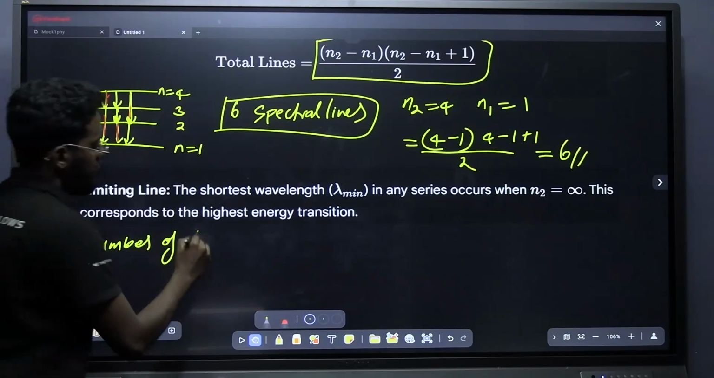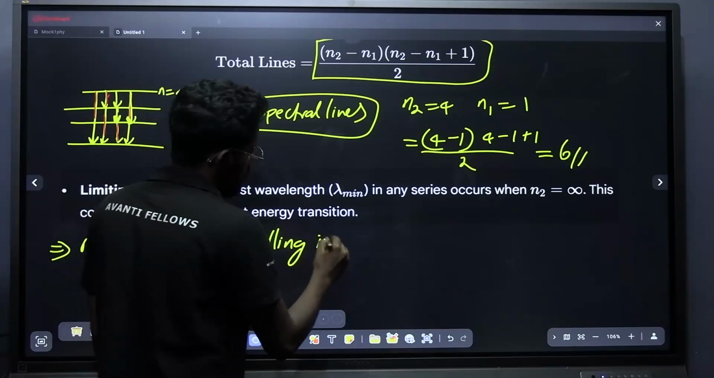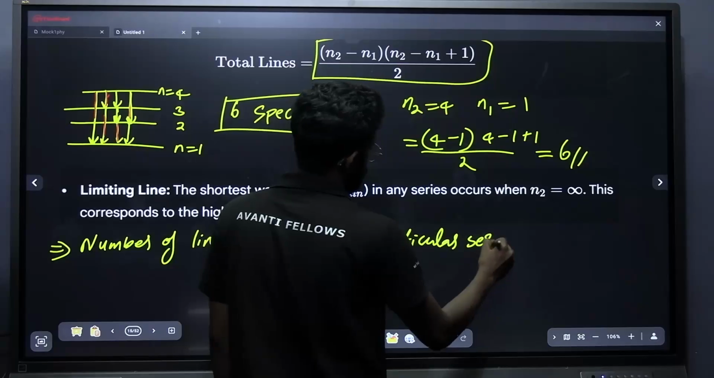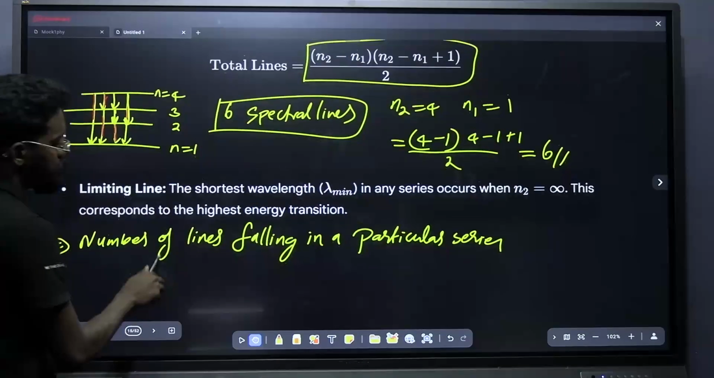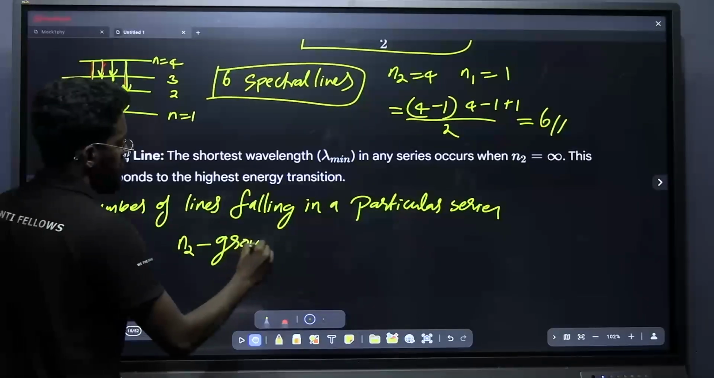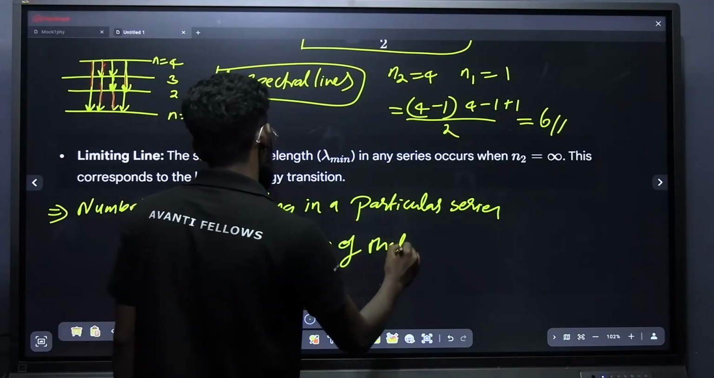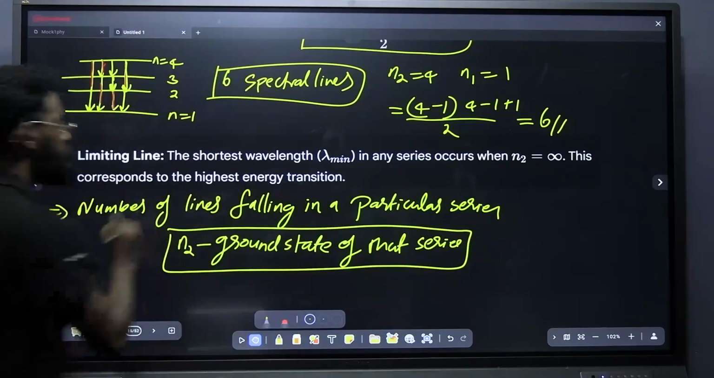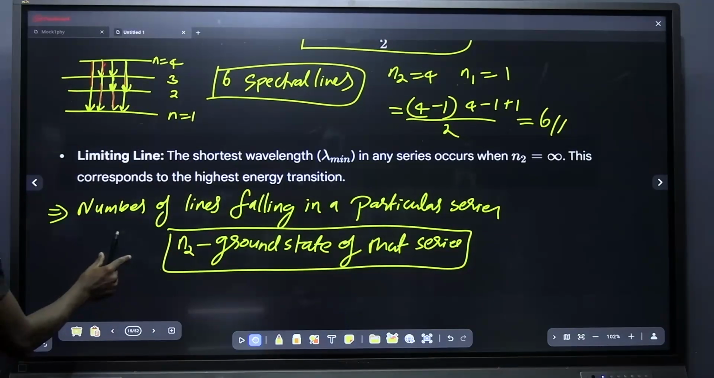Number of lines falling in a particular series. How can we find out? That's by using the equation n2 minus ground state of that series. N2 minus ground state of that series. Okay, we can verify that. How can we verify that?